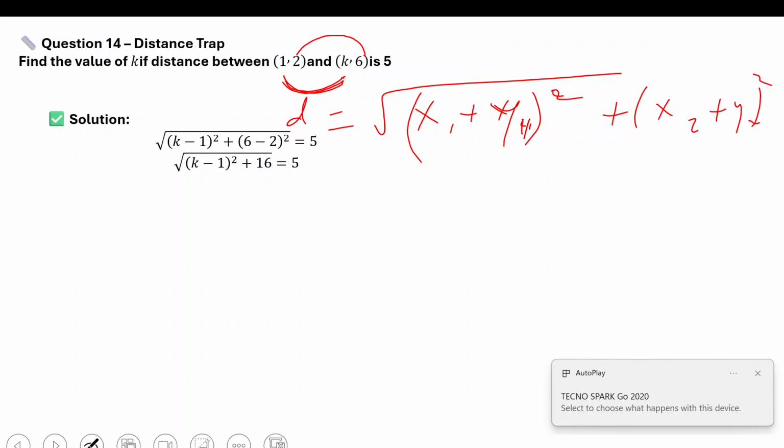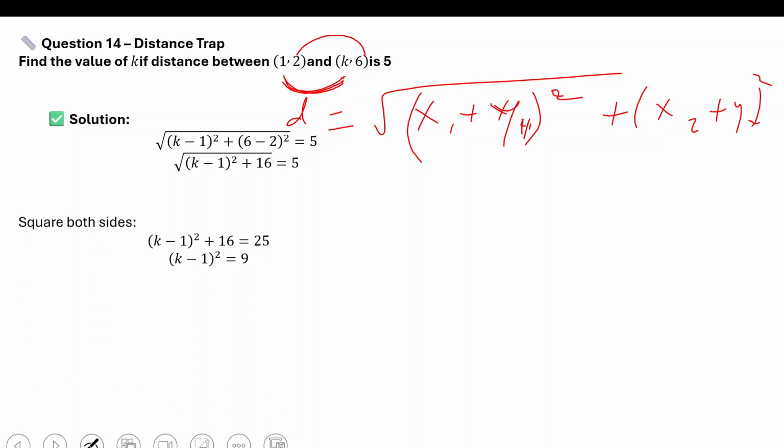And it's equal to 5. So I can now square both sides to remove the square roots. 5 squared will give us 25, and I have (k minus 1) squared plus 16. So 16 will go this way, so I have 9 here because 25 minus 16 is 9. So (k minus 1) squared is equal to 9.